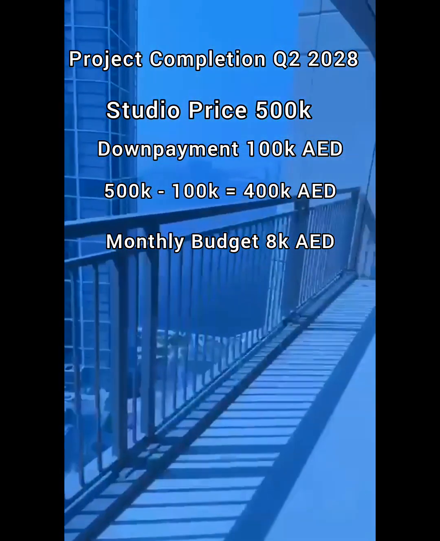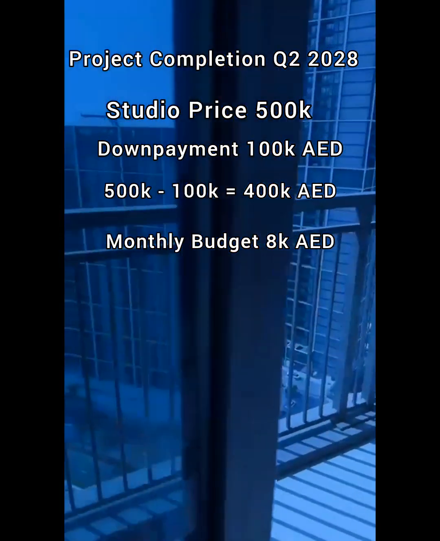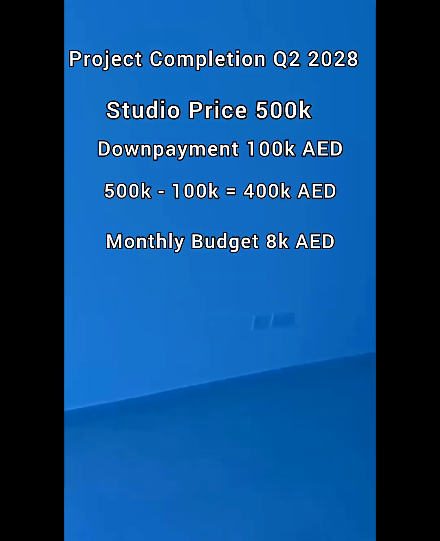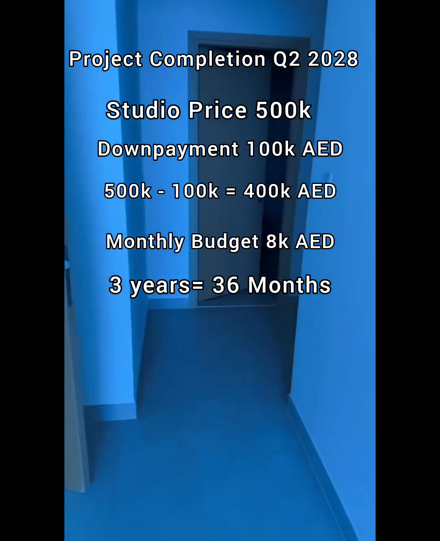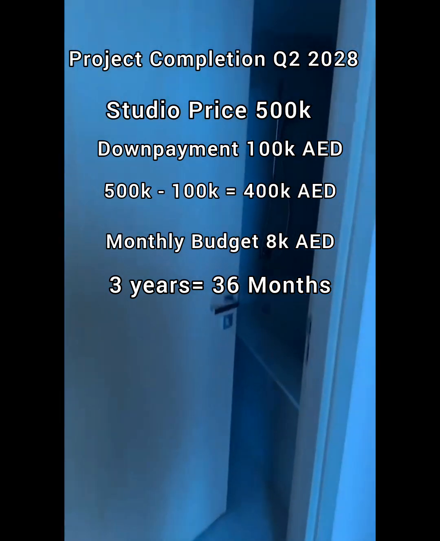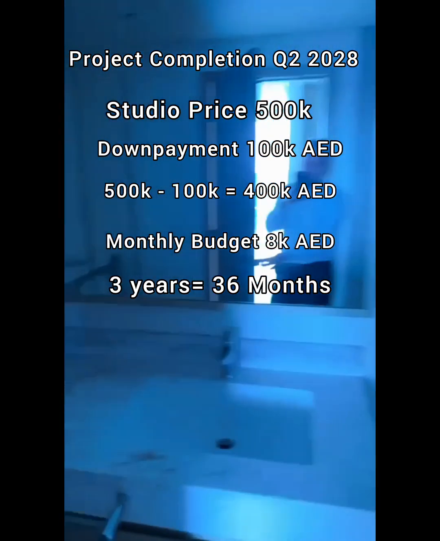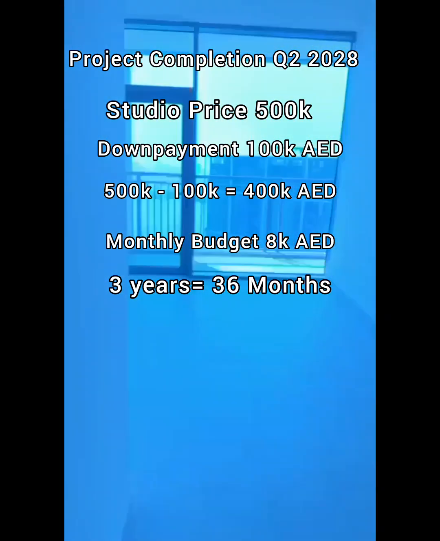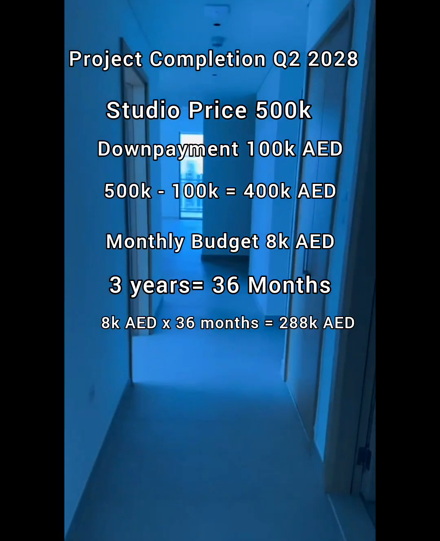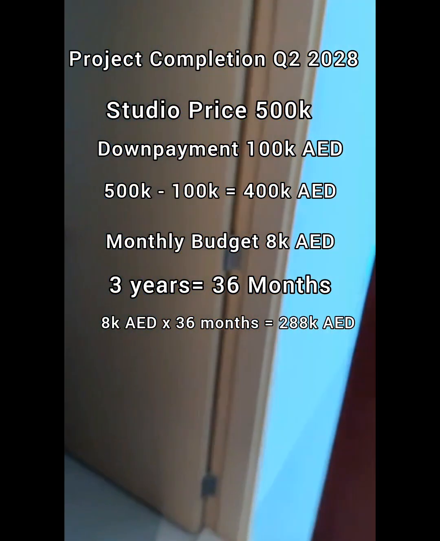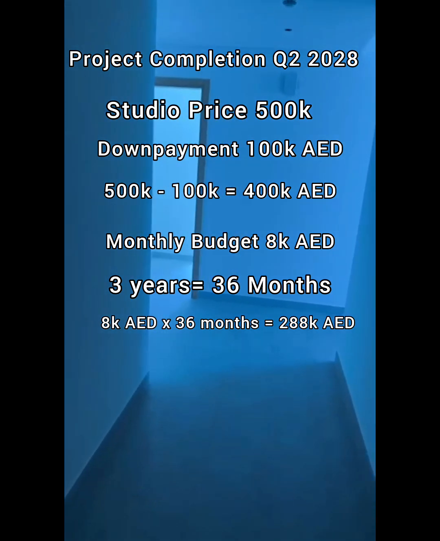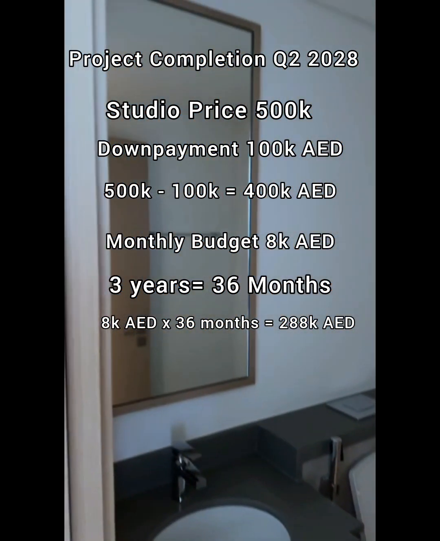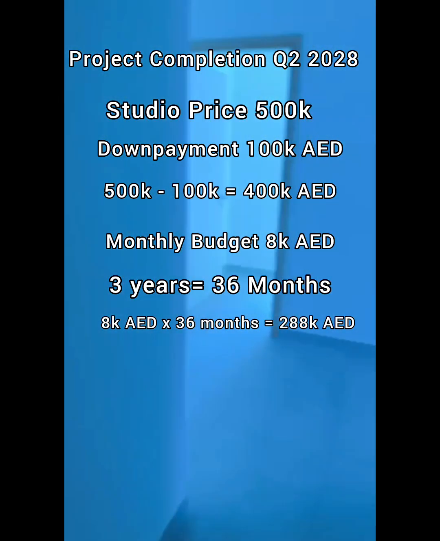So, for example, in 3 years of monthly payments of off plan, that's 12 months multiplied by 3 years, which is 36 months in total. And then we're going to multiply 36 months by 8,000 dirham, my client's budget, which will come to 288,000 dirham. The client said he can afford a deposit of 100,000.